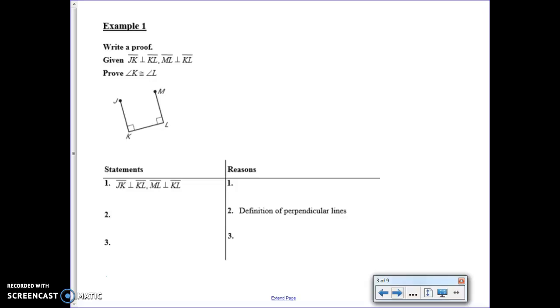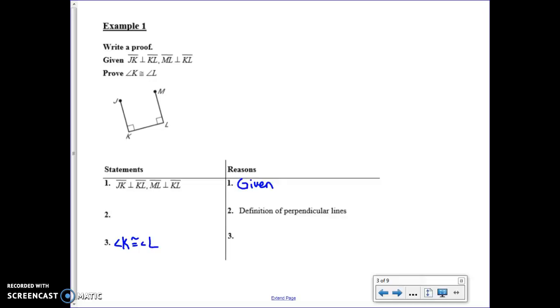First thing I'm going to do is fill in the obvious information, the things that we should know. So JK is perpendicular to KL and ML is perpendicular to KL is our first statement. We know that our reason there is given. It's our given statement. We don't have to come up with a reason for it. Then I also know that my last line is going to be our prove statement. So angle K is congruent to angle L. So that's where I'm headed.